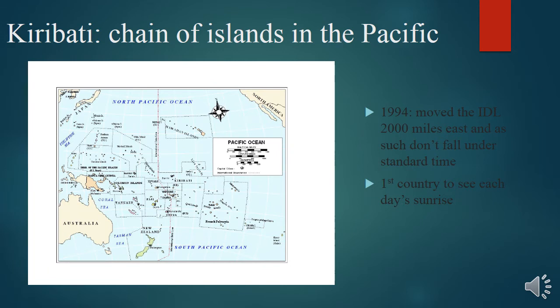It also, marketing-wise, makes them the first country to see each day's sunrise. Now, there have been several other island chains that have followed suit with that as well, but that is why we say the international dateline generally follows 180 degrees, because it does have some zigzags around some of these islands.